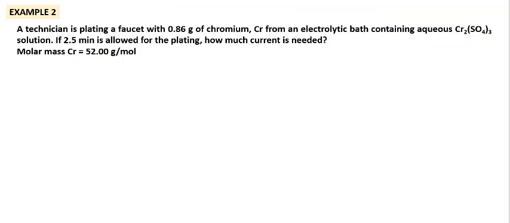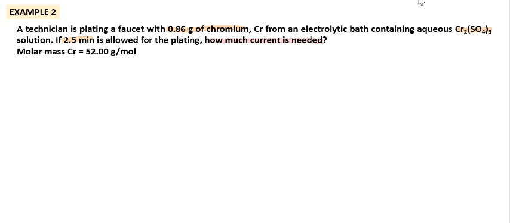The second example, we have 0.86 gram of chromium from an electrolytic bath containing aqueous chromium sulfate. 2.5 minutes is allowed for the plating. How much current is needed? The question asks us to find out how much current is needed in this electrolysis.